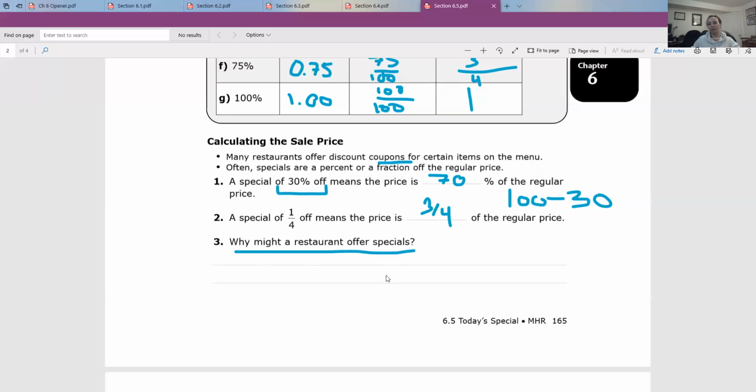Okay, why might restaurants offer this? You can answer this on your own. We talked about items being in season. Maybe they have too much of a particular food item and they don't want it to spoil. So there's a few reasons. Maybe there's coupons going on, you know, roll up the rim.